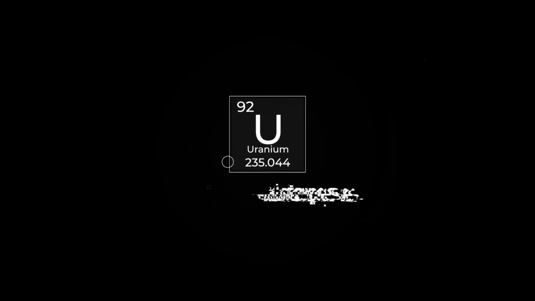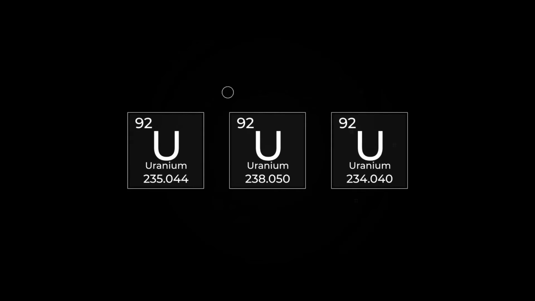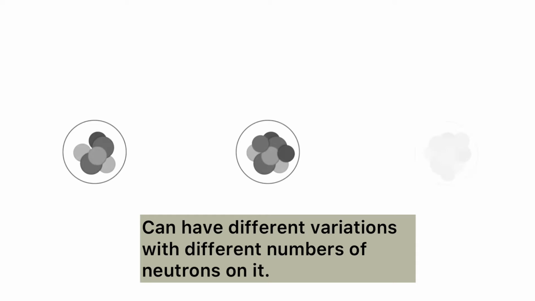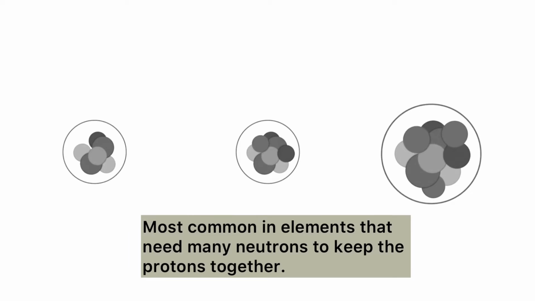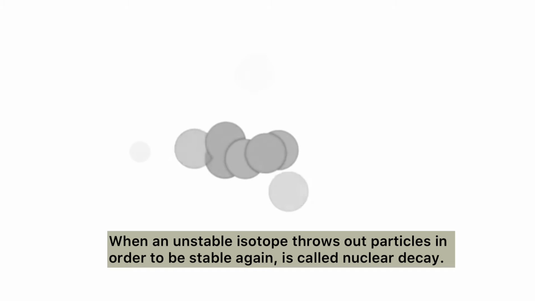Uranium-235 is usually used in nuclear weapons since it is a radioactive isotope. But what is an isotope? One same element can have different variations with different numbers of neutrons in it. These are called isotopes and are most common in elements that need many neutrons to keep the protons together. When they have an unstable nucleus, they are called radioactive isotopes. The process when an unstable isotope throws out particles in order to be stable again is called nuclear decay.